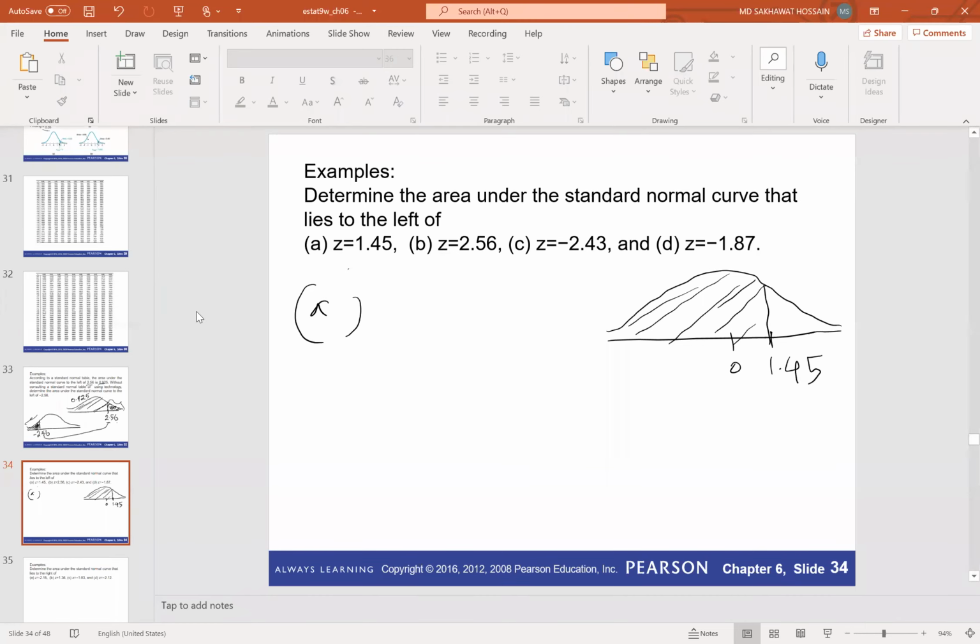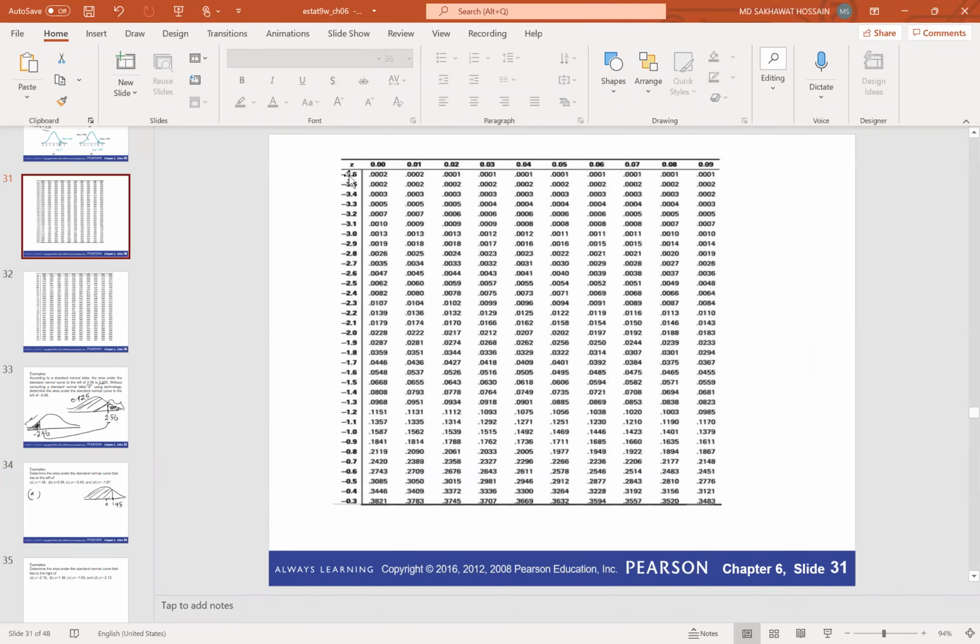Okay, now I will show you how to use the z table. This table is called the z table, and this one is for negative z-scores. The left column and the top row represent the z-score.